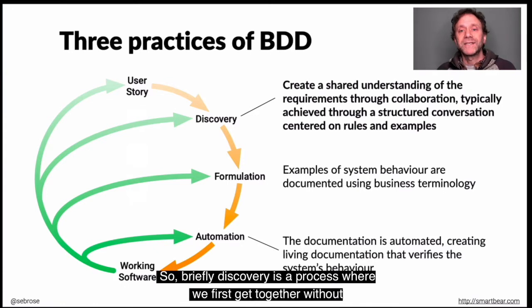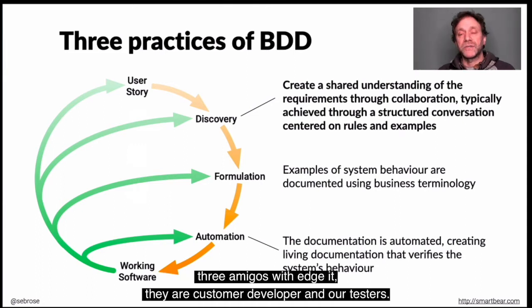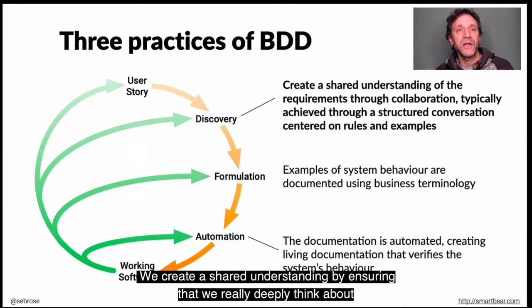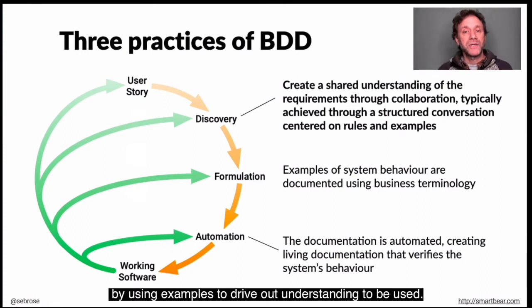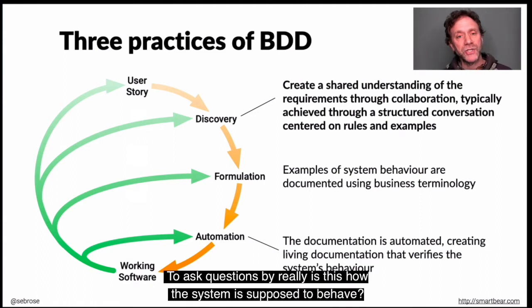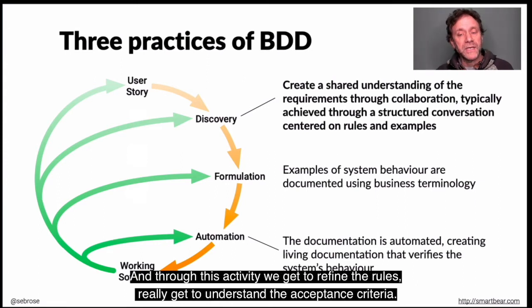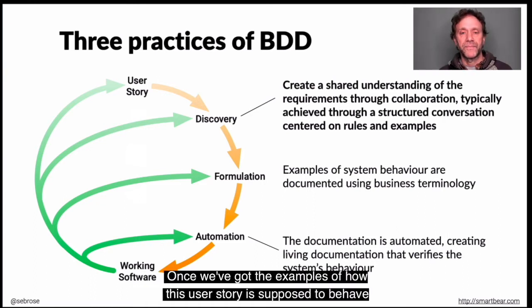So briefly, discovery is a process where we first get together with our three amigos, which would be our customer, our developer and our testers. We create a shared understanding by ensuring that we really deeply think about what this behavior implies to our system. And this needs to be done in a structured way by using examples to drive out our understanding, to be used to ask questions about, really, is this how the system is supposed to behave? And through this activity, we get to refine the rules, really get to understand the acceptance criteria.